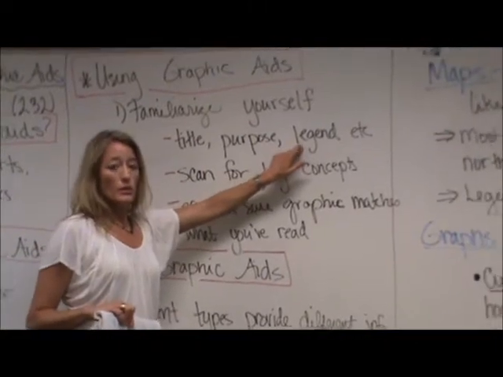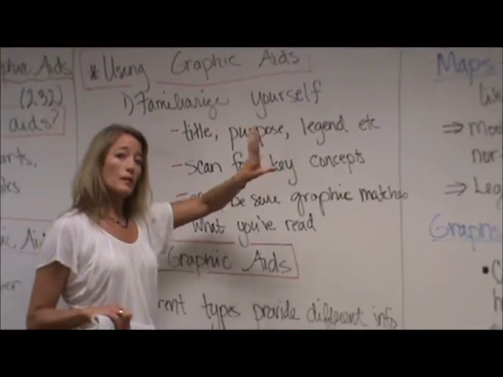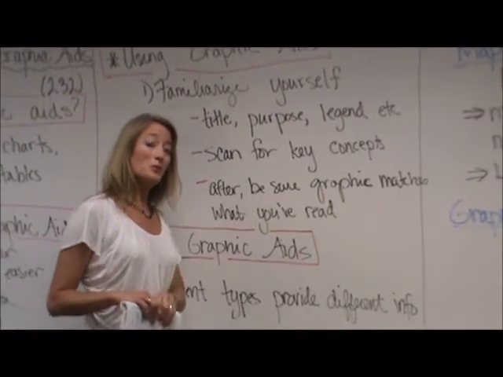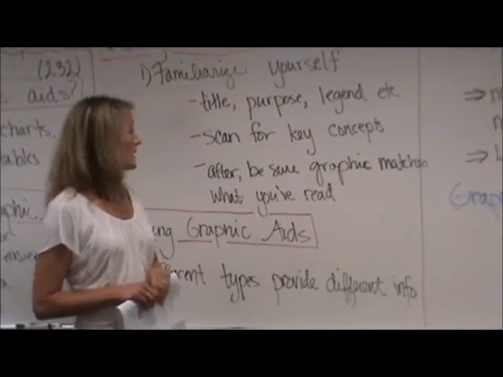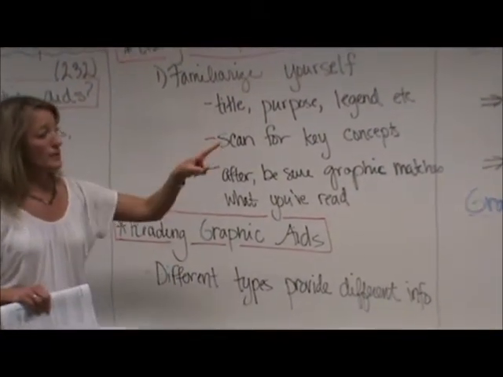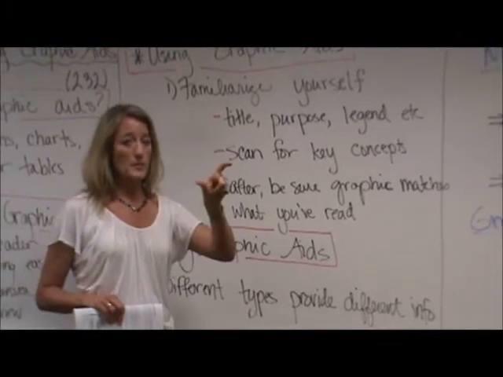A legend. A lot of symbols are going to be on maps. A legend is a key. It tells you what those symbols stand for. And a lot of times, we'll talk about this a little bit later, but you'll have a map scale as well.